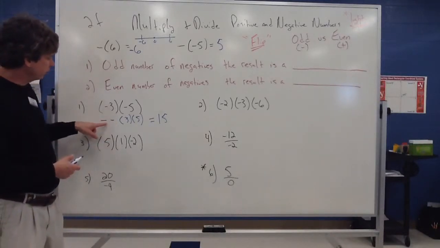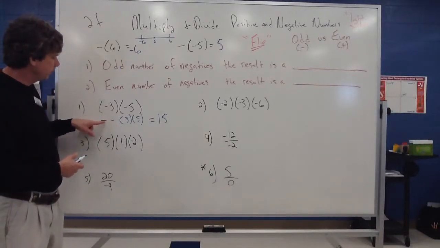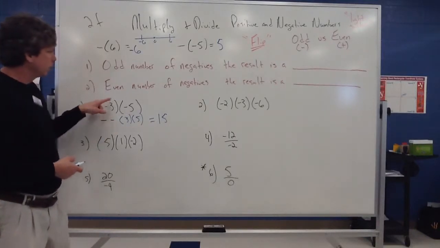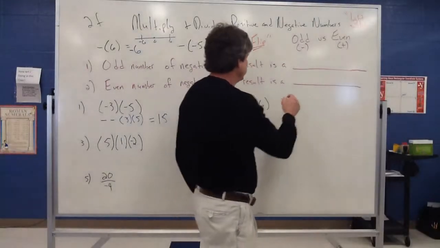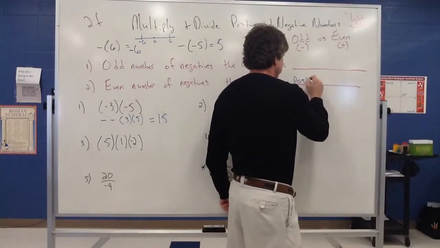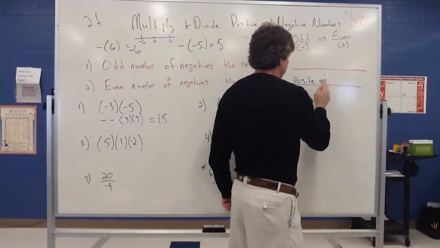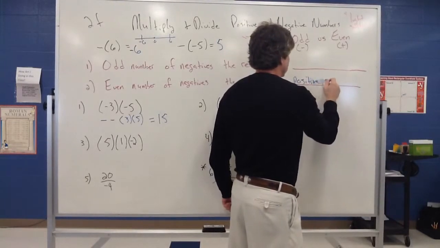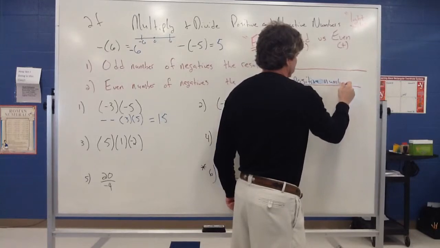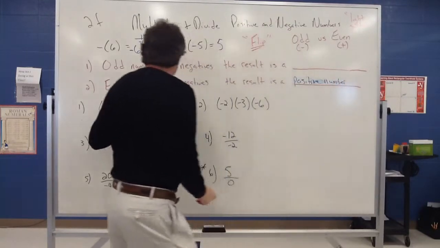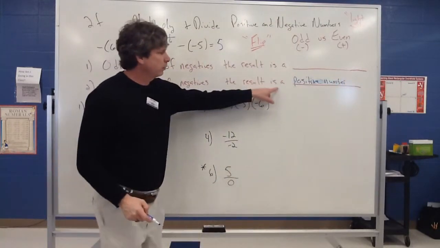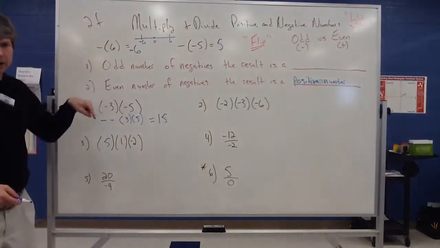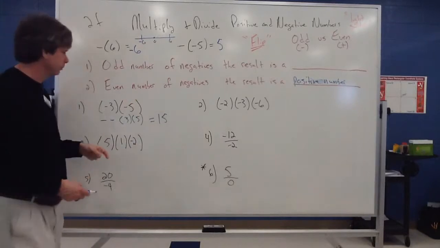So what we pick up on is if there's 2 negatives in this problem, if there's an even number of negatives, the result is going to be a positive number. So, an even number of negatives, that result is going to represent a positive number. So, the switch goes negative, then flips back to a positive.